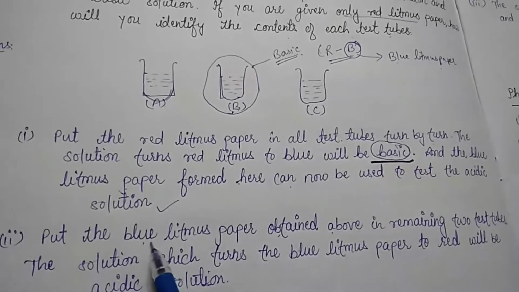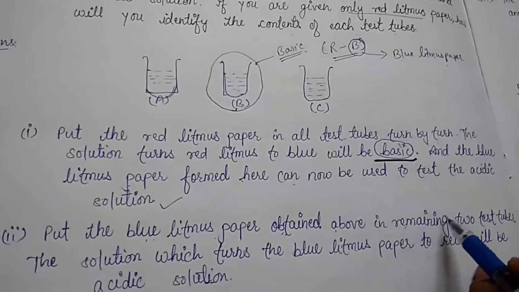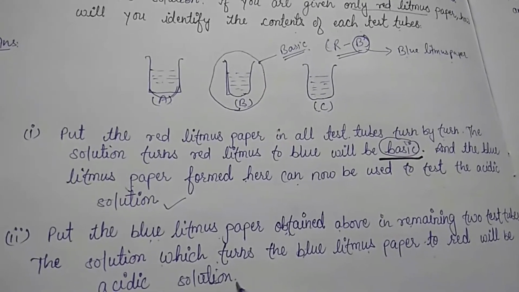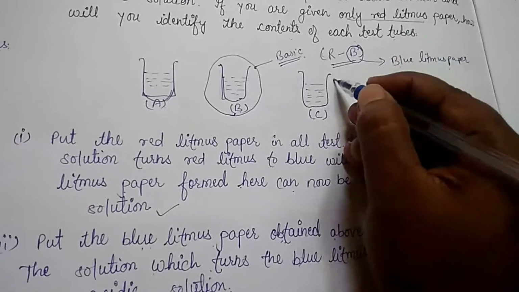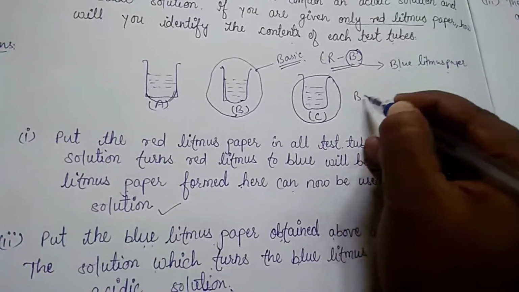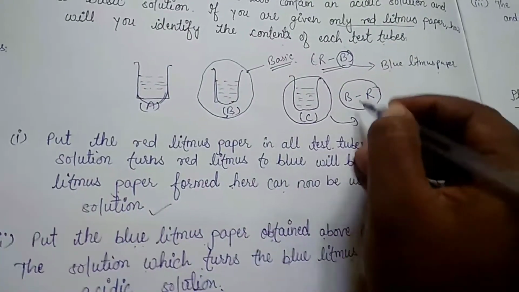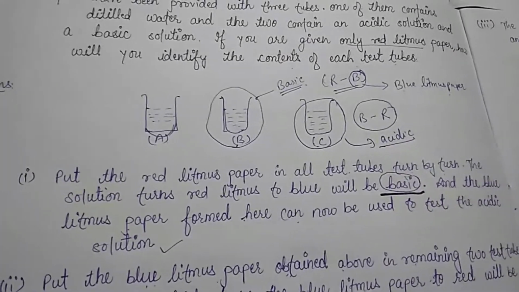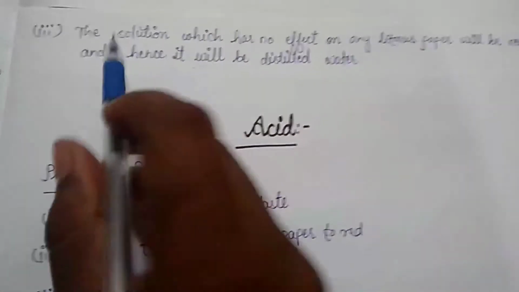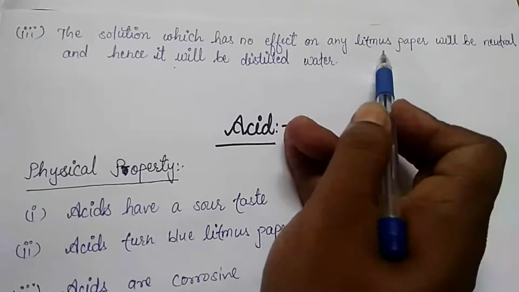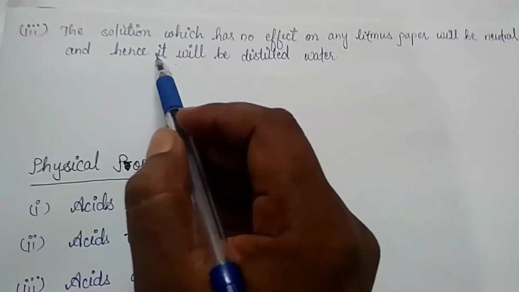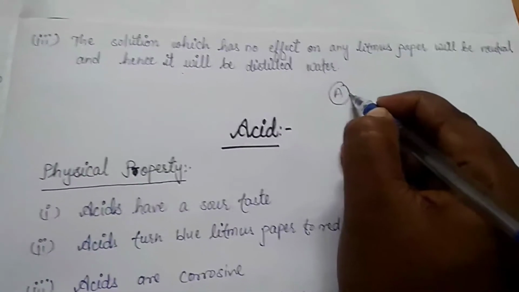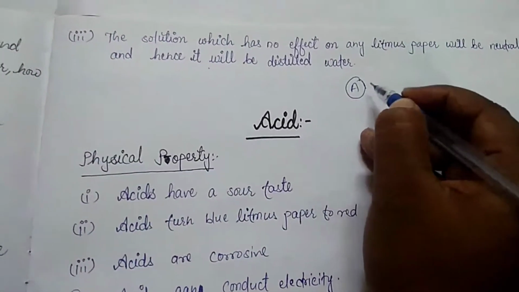Okay children, put the blue litmus paper obtained in the remaining two test tubes. The solution which turns blue litmus paper to red will be acidic solution. Now suppose C changes the color of blue litmus to red, that means test tube C contains acidic solution. Okay children, now the remaining third test tube, the solution which has no effect on any litmus paper, will be neutral and hence it will be distilled water. It means test tube A is distilled water because there is no effect on litmus paper, either blue or red.